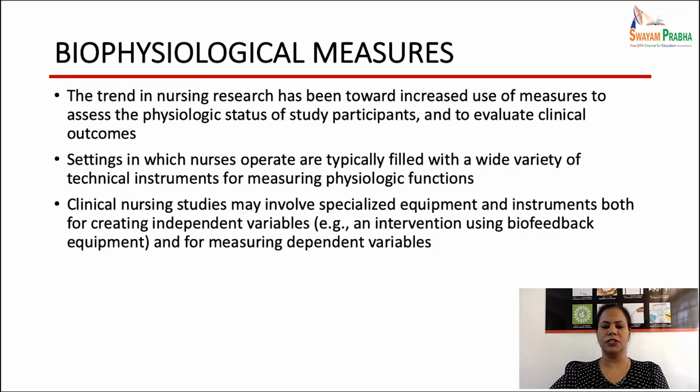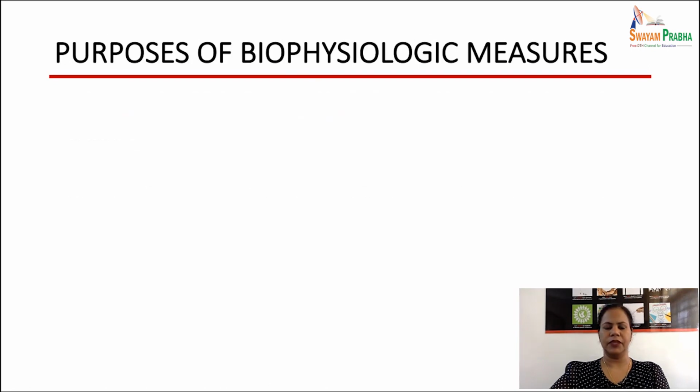And then also the biophysiological measurements are used for measuring the dependent variable, where the clinical outcomes of the patient, for example blood pressure, temperature or vital signs, or even blood levels of certain minerals, or certain renal function tests or liver function tests, or even lipid levels. So those are the dependent variables, or those are the health outcomes which we can assess through the use of the biophysiological measurements. Now, what are the purposes of biophysiological measurements?